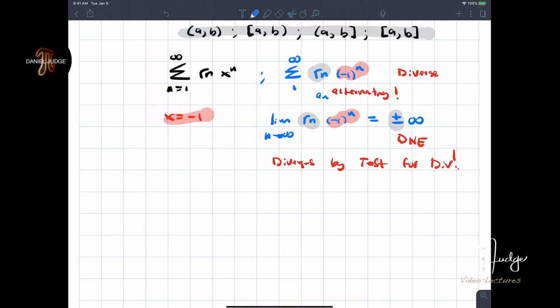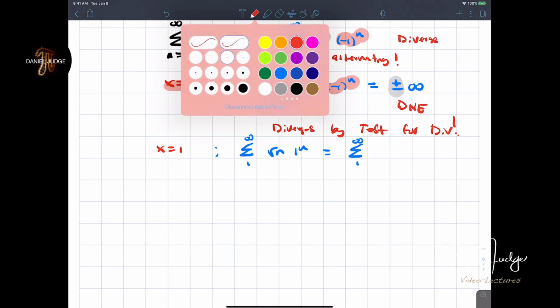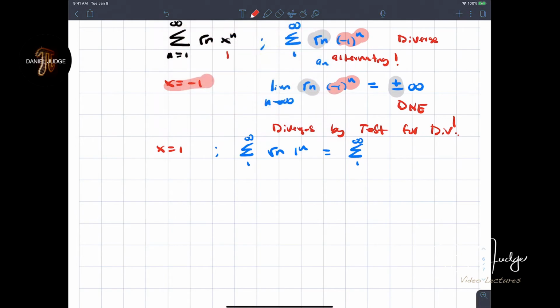And then you say to me, okay, well, what about the other one? You have to check when x is +1 as well. And I'll say, okay, when x is +1, you plug in +1 now for x. So you get the square root of n, and 1 to the n, which is just 1. So the series now, when I plug in 1, go back to the original. Plug in 1 for x. We just end up here with the square root of n.